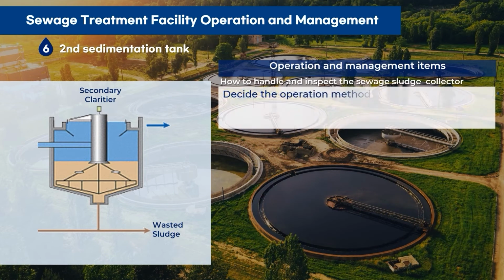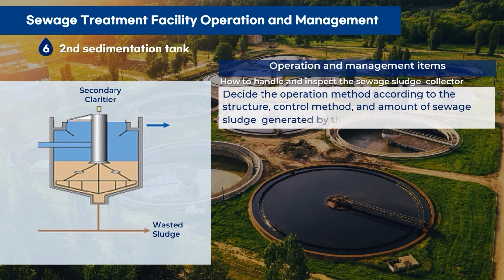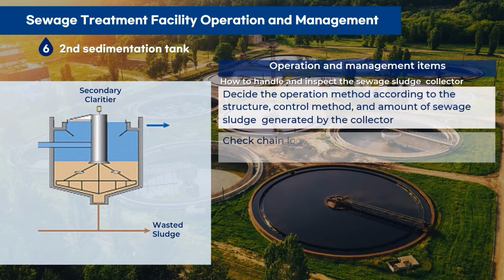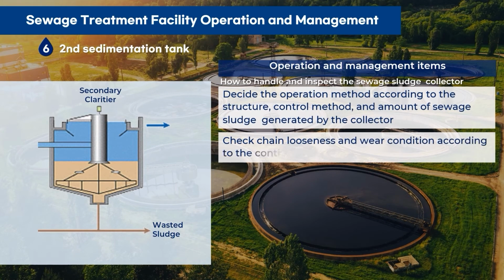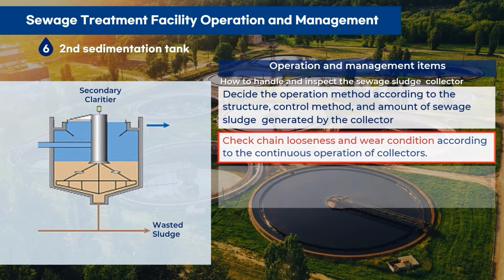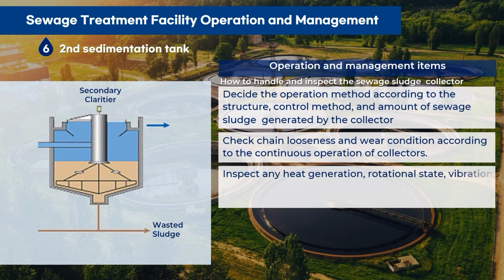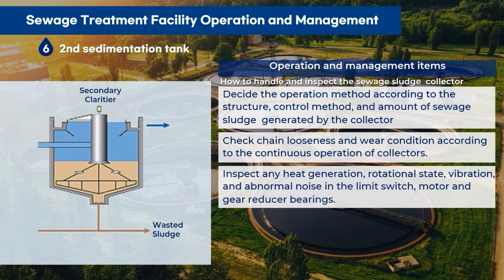In addition, operational methods must be decided on in consideration of the structure of the sewage collector, control method, and the amount of sludge produced. It also is necessary to prepare a method for checking the sewage collector, such as checking for chain loosening or wear due to the continuous operation of the collector, and checking the limit switch, electric motor, reduction of heat in the ball bearings of the reducer, rotational status, and abnormal noise.